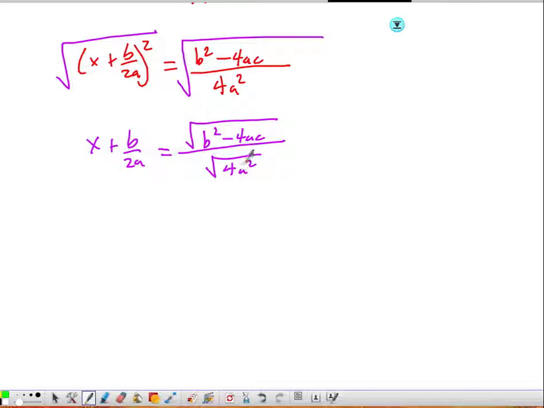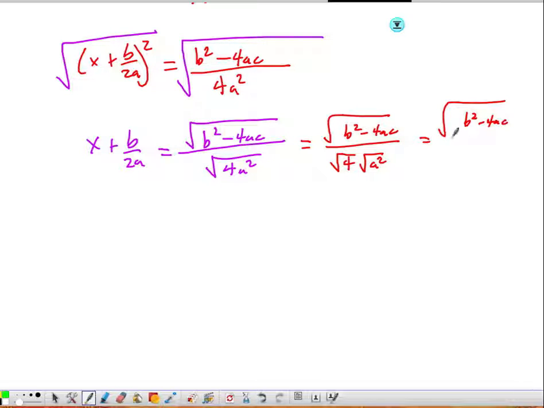Now we can simplify the denominator. B squared minus 4ac. The denominator, if I take the square root of that, it's going to be 2a. Because, let me just go through this step by step. Since I have two factors here, I can take the square root of 4 and the square root of a squared. And the square root of 4 is 2. The square root of a squared is just a.